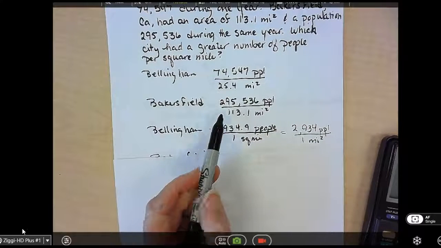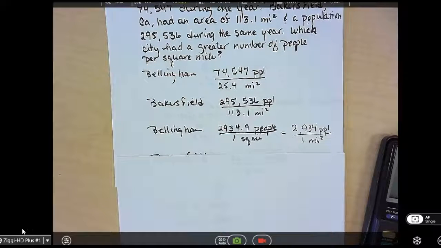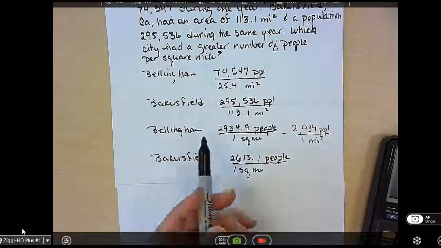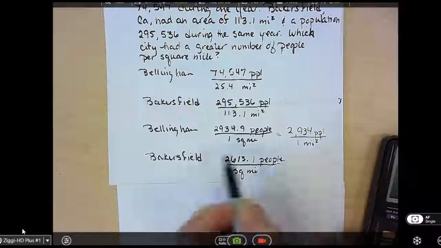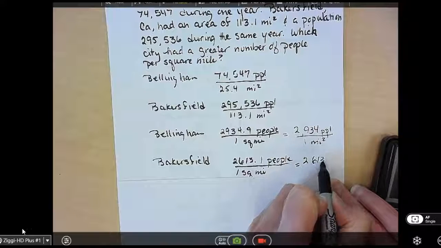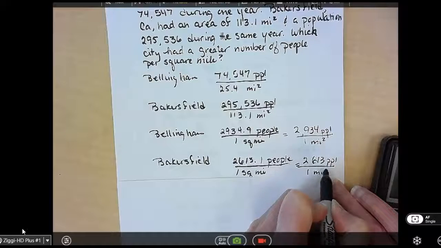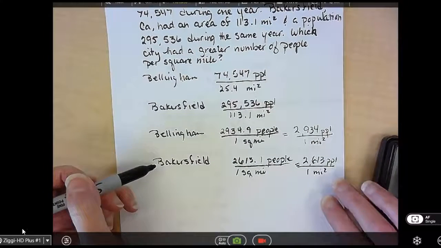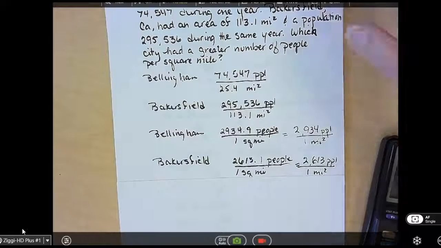With Bakersfield, when we took the 295,536 people divided by 113.1, we get 2,613.1 people per square mile, so we round that to 2,613 people per 1 square mile. So Bellingham ended up having the greater population per square mile than Bakersfield.